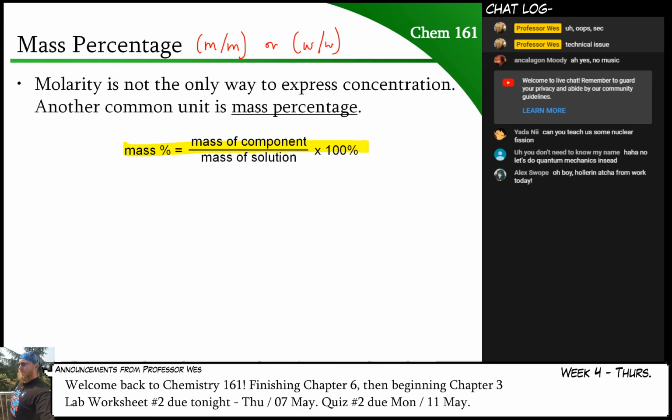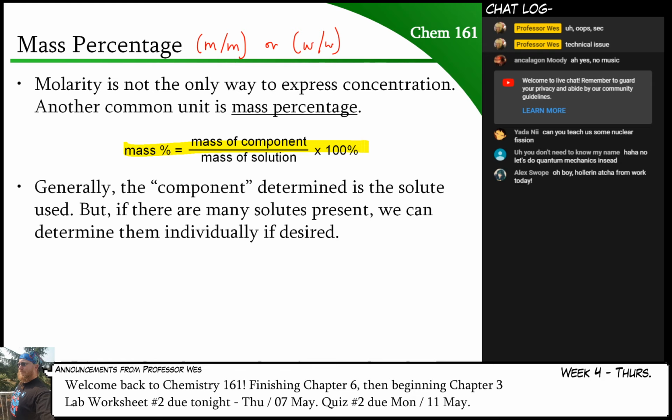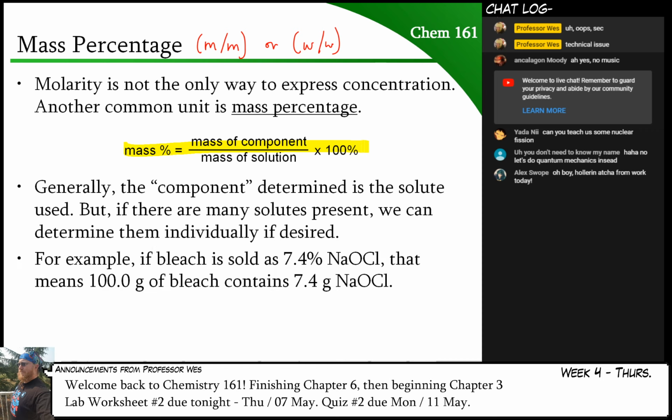And the reason for that is it is exactly the same percentage that we were using. In general, you're going to be using the solute to figure out the percent composition, but if there are a bunch of solutes, you can actually determine them independently. But otherwise, this formula is used pretty much just like you would expect.